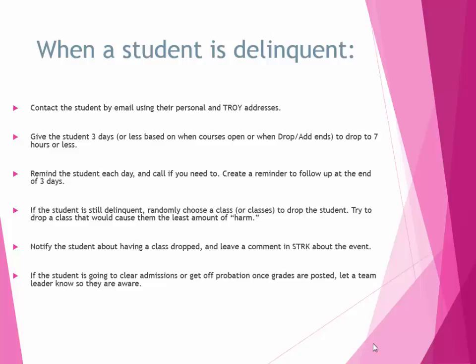Now, there will be occasions where you know that the status of the student is going to change within the next week or so. You know they may be getting cleared from admissions, or you know that the grade they're making in their course is an A, so it's going to take them off of probation, those sorts of things. So if you know that's coming up, let your team leader know that that change is happening. And in those situations, as long as it's only a week or so, you don't have to go in and drop them. Anything longer, though, would probably be a good idea to drop them.